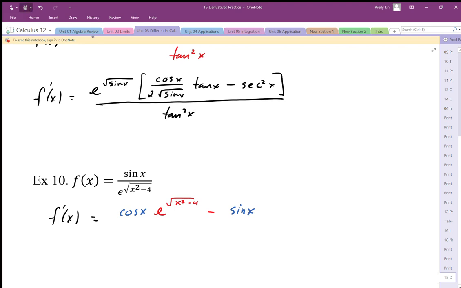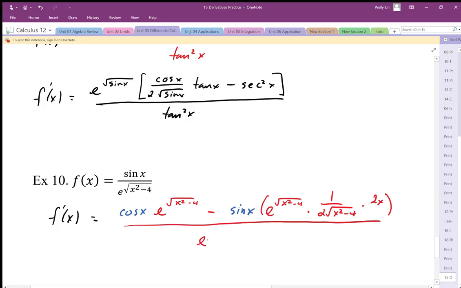Now when I differentiate the denominator, I need to make sure I apply the chain rule. So differentiate the e, differentiate the square root, and then differentiate the x squared. So that represents the derivative of the denominator. And then again, we just square the denominator, so I put the squared into the exponent.